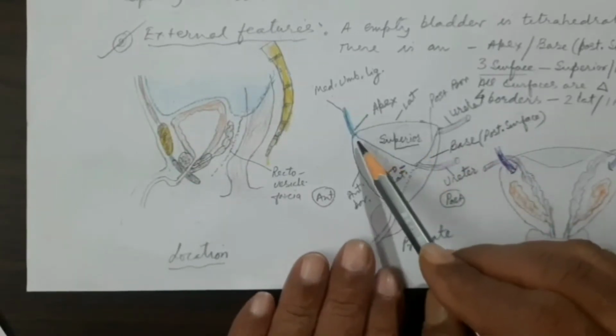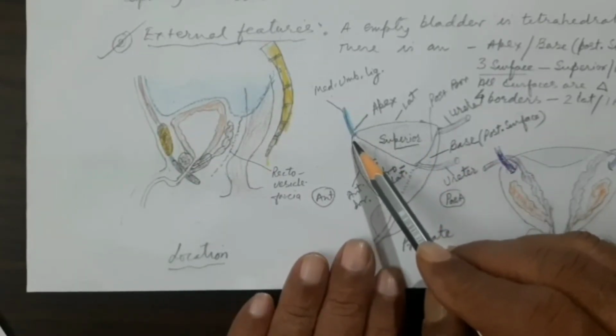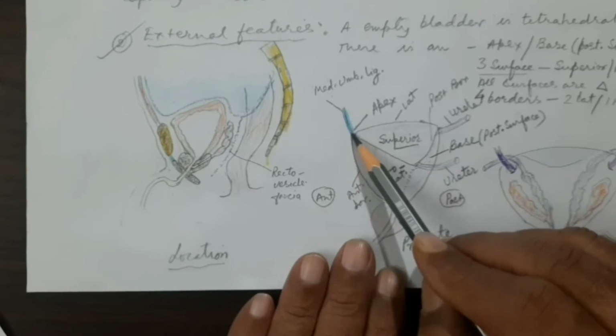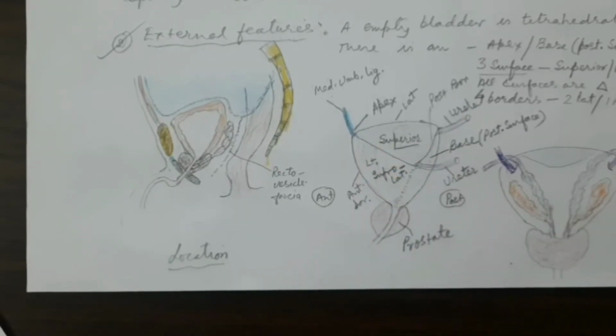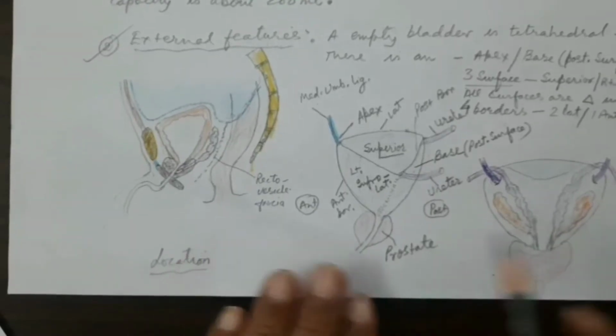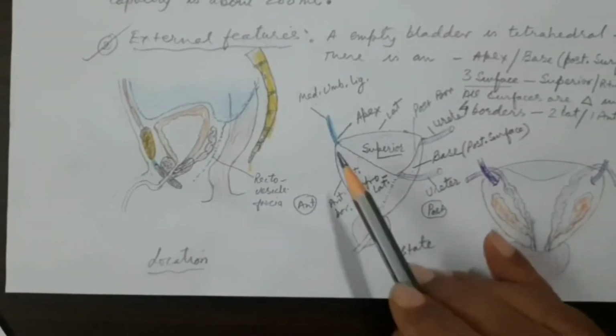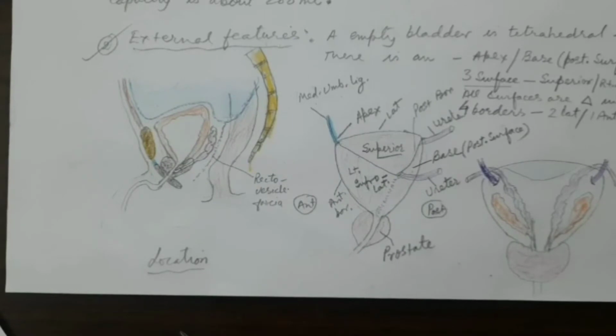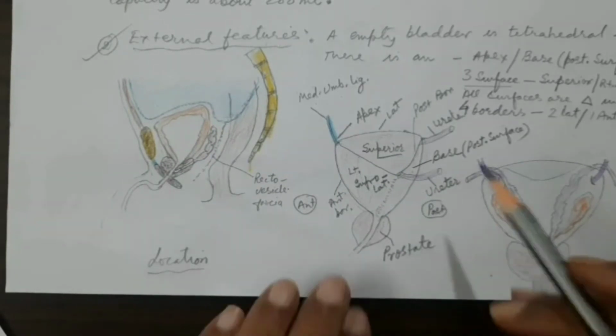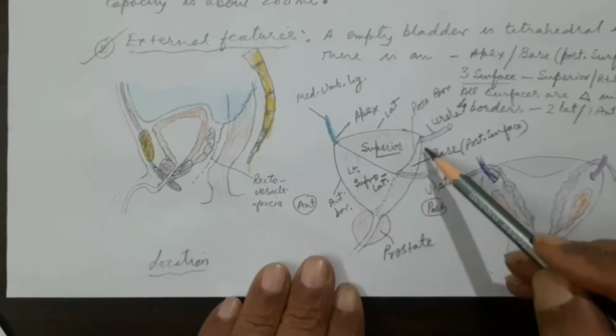Apex, how apex is related with the median umbilical ligament, which I have already told you, it is an obliterated urachus. Okay, when you will learn the development of the bladder, then you will learn the significance of the obliterated urachus or the median umbilical ligament. Let us come to the relation of the base.